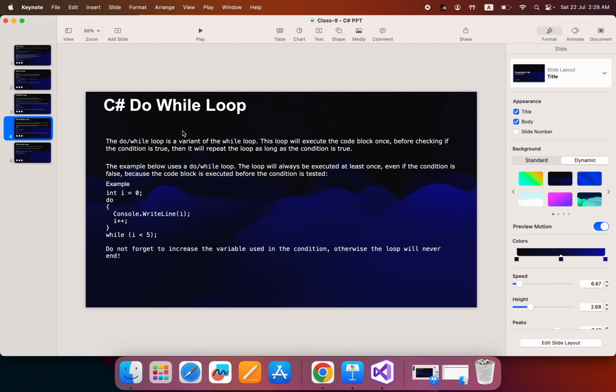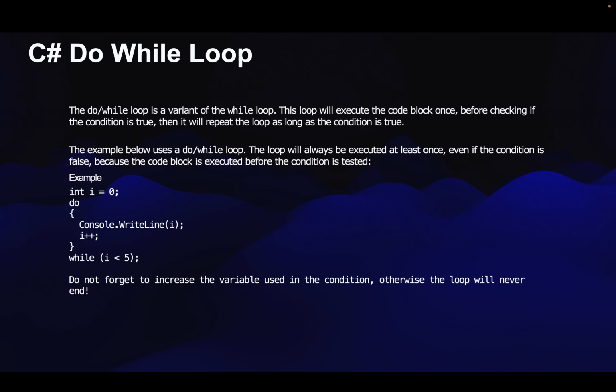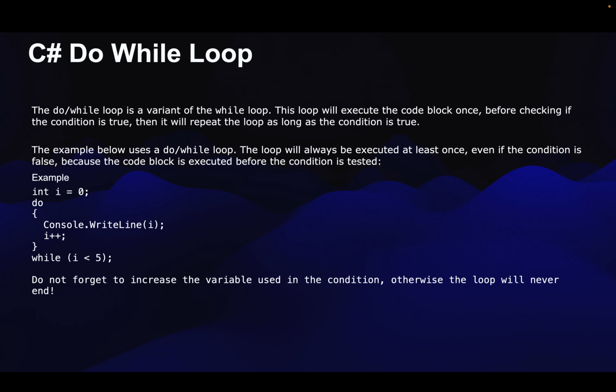Next we have the do while loop. The do while loop is a variant of the while loop. This loop will execute the code block once before checking if the condition is true. Then it will repeat the loop as long as the condition is true. In the do while loop example, the loop will always be executed at least once, even if the condition is false, because the code block is executed.